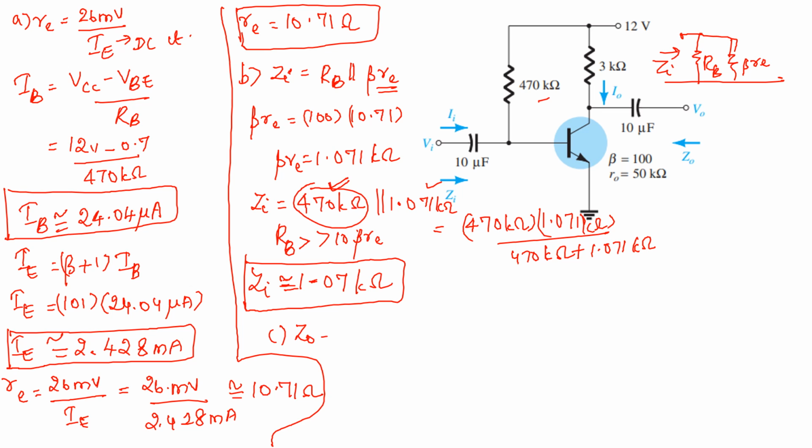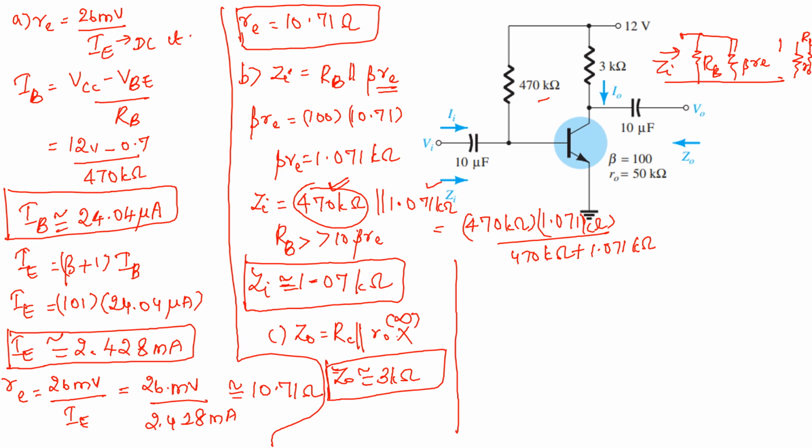Now C part is you have to find out what is your output impedance. You know that output impedance is equal to RC parallel to R0, because across the output you will be getting your resistance R0 and your RC. So RC parallel to R0. Now R0 is infinite, it is given. If it is infinite, you will be neglecting the value for R0, and Z0 will be approximately equal to RC. So what is the value for RC? You can write it directly, which is equal to 3 kilo ohm.